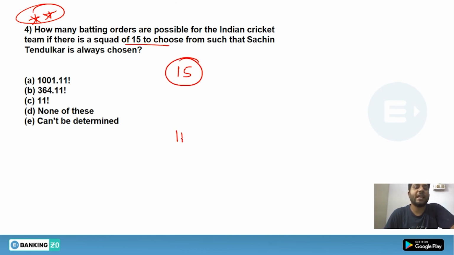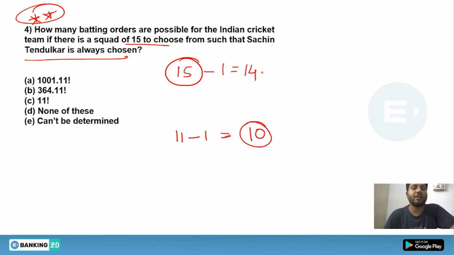You have to choose 11 players from a squad of 15. All right, that's good. But the condition says that Sachin Tendulkar is always chosen. So first of all, you have been left with only a 14-player squad, and the selection will also be reduced by one. So you have to choose only 10 players from a 14 squad. So you will say 14C10.